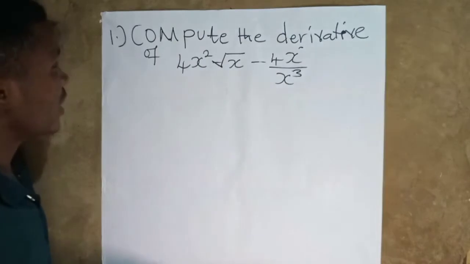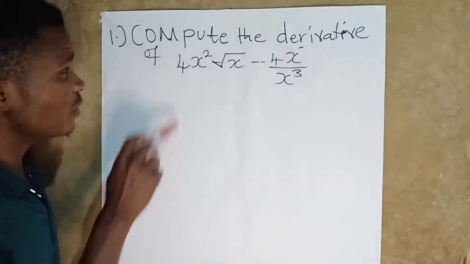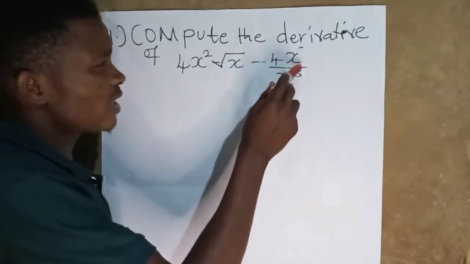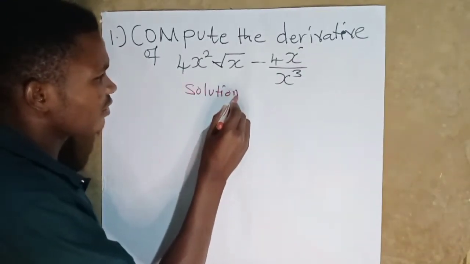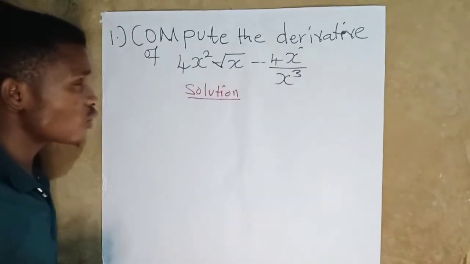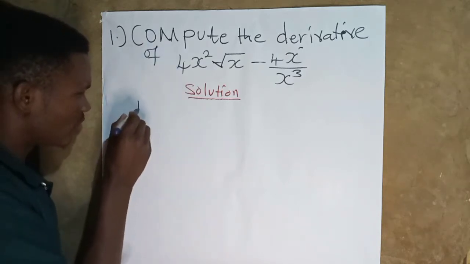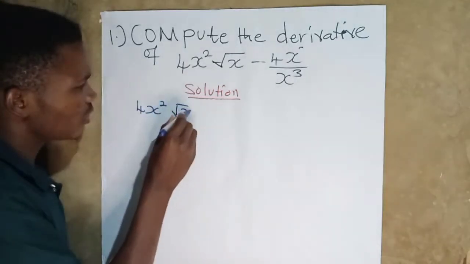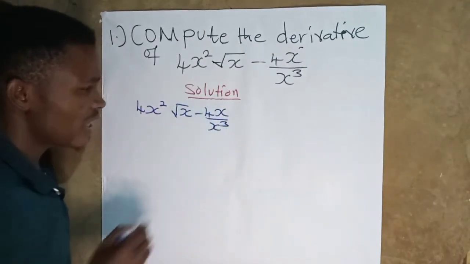So we have this question. The question says, compute the derivative of 4x to the power 2 multiplied by the square root of x minus 4x over x to the power 3. So now let us solve this question. Solution. For us to solve this question, the first thing, we'll list down this equation: 4x squared multiplied by the square root of x minus 4x over x to the power 3.